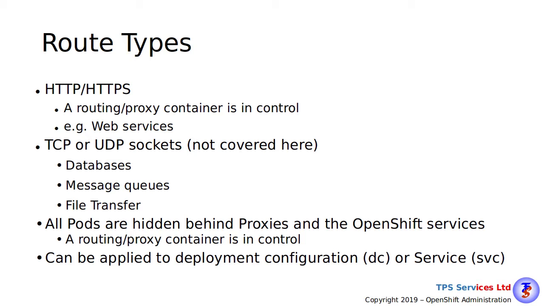All pods are hidden by default behind the proxies, and the OpenShift services allow us to scale our pods, and the service itself is very much like a proxy, like a load balancer in front of the service. So what we want to be able to do is to provide something externalized from the internal services, because OpenShift's internal service allows other pods and other services inside the cluster to be able to access them. You can apply a route, in this case the external routes, to either your deployment configuration or to a service itself. And we'd recommend normally having a service in front because you want that scalability in the enterprise.